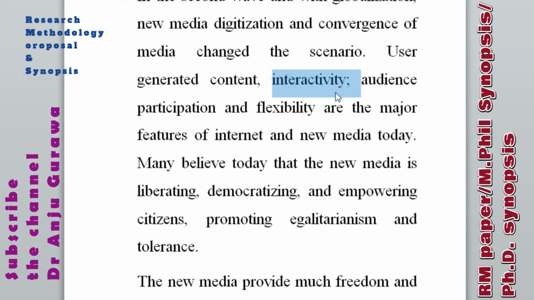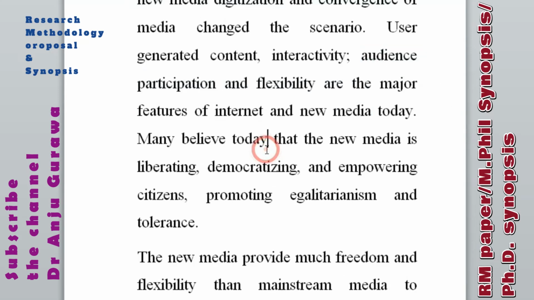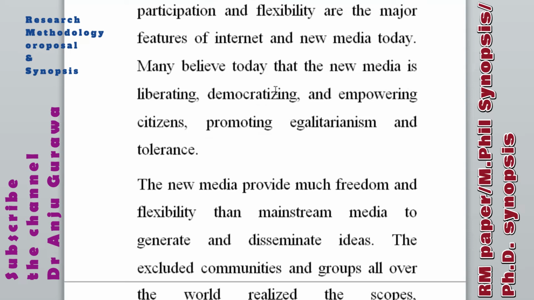So why is this topic being taken? Because there is user-generated content. Generally, users are generating the content. Interactivity is there because if you go to YouTube, you can actually write your comment. Audience participation is there, and major flexibility. These are many features where you find participation, and that's why most people like to watch YouTube rather than any film, because on YouTube you can skip ads and change your choice of what you want to see. Wherever anybody feels participation, only then do people want to watch it.